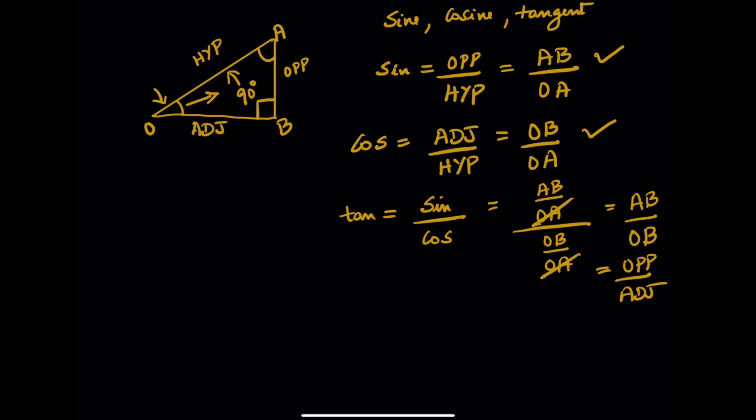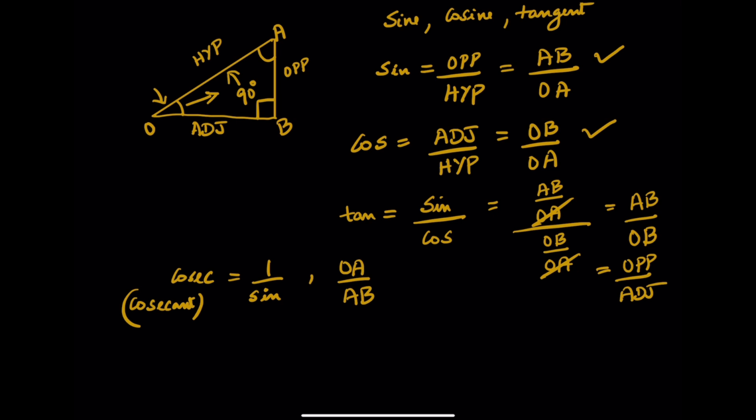Now the inverse of sine is cosecant. So we can write it as cosec is equal to 1 by sine. The full name is cosecant. That would be hypotenuse by opposite, which is nothing but OA by AB.